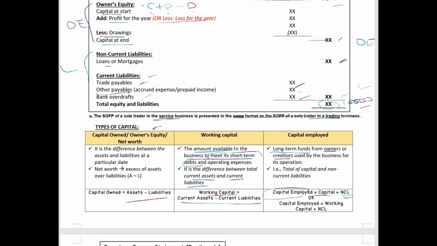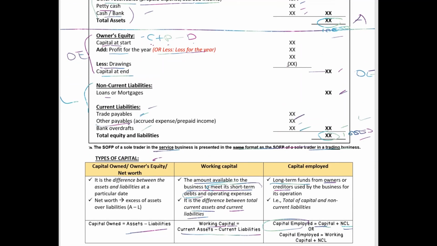So that's the end of this topic on the financial statements. We have covered already the income statement, which consists of the trading and profit and loss account, as well as now the statement of financial position. So let's move on to the exercise. I'd like you to do the exercise.